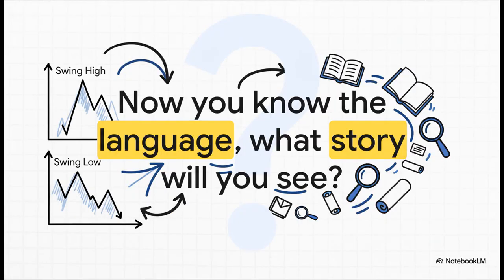And that's really it. By understanding those three market moods and those two simple building blocks, the swing high and the swing low, you've just learned the basic grammar of the market. You've officially gone from seeing random noise to actually reading the story on the chart. So the only question left is, what story will you see next?